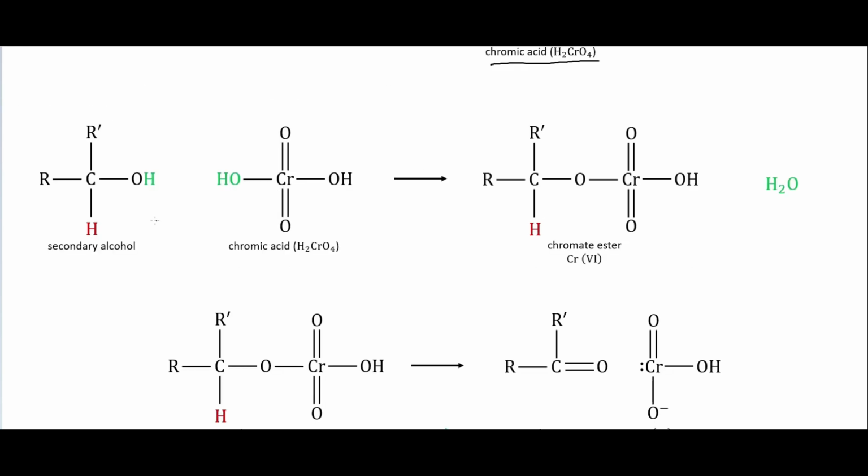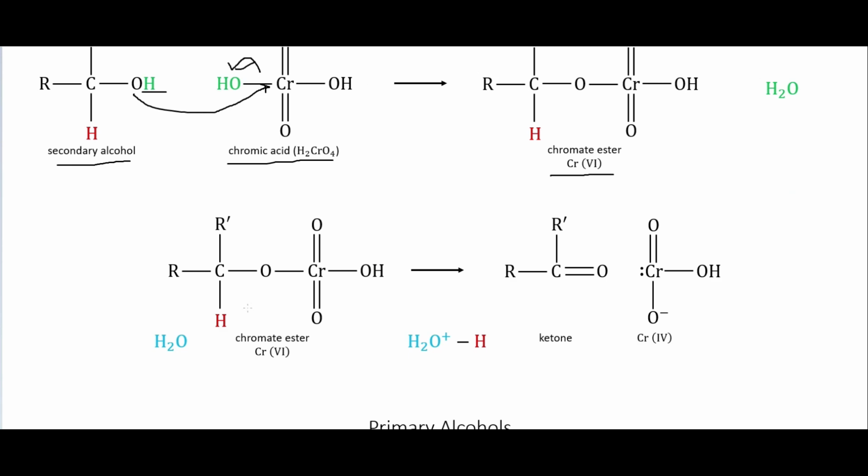So what happens is we come in with our secondary alcohol, and this is the chromic acid that we just made from up there, and this will attack this right here. This will end up leaving. It will take this hydrogen with it, and so we end up with this chromate ester here, where the chromium is at a +6 oxidation state. So we now have this chromate ester.